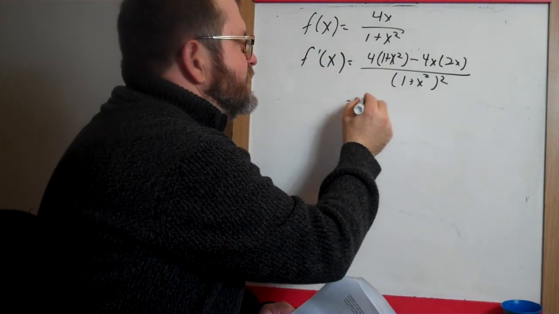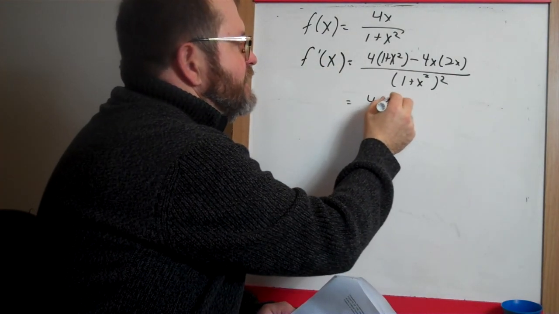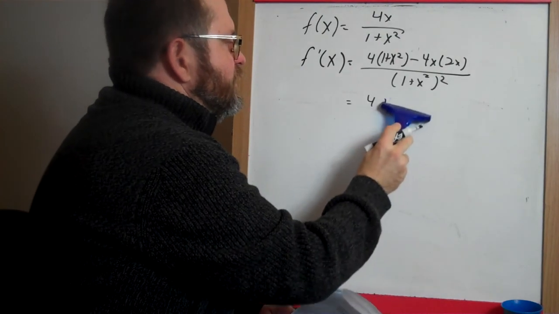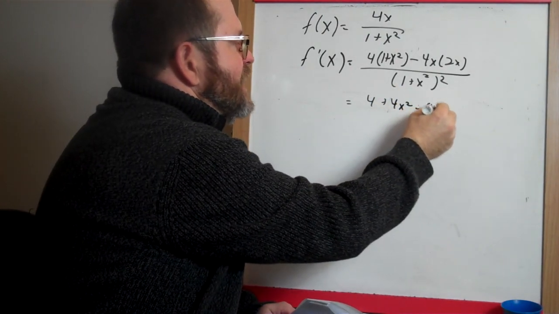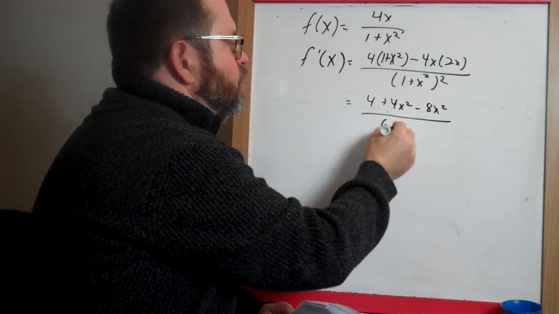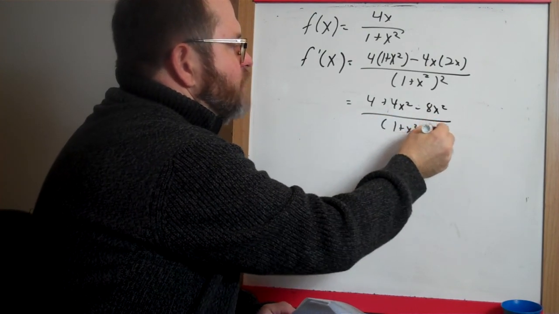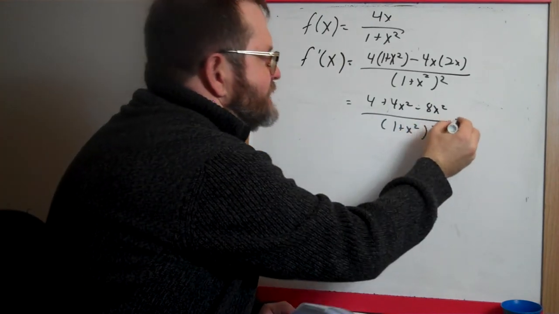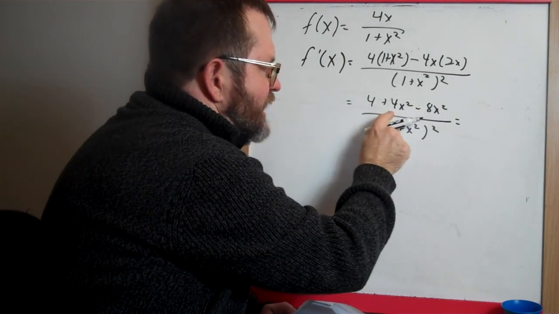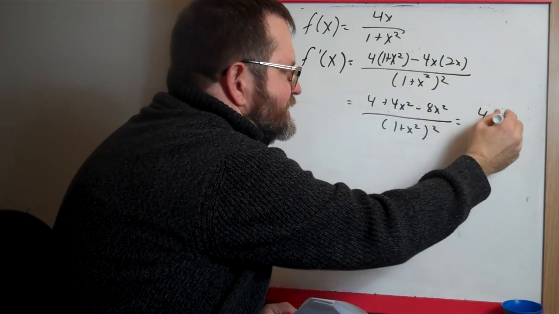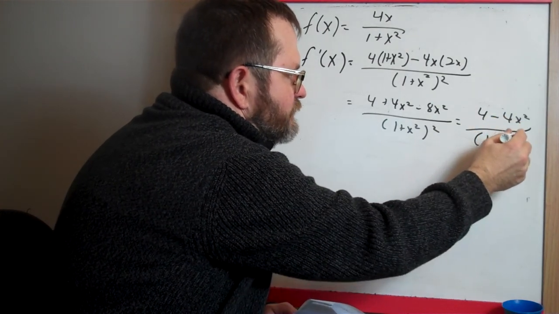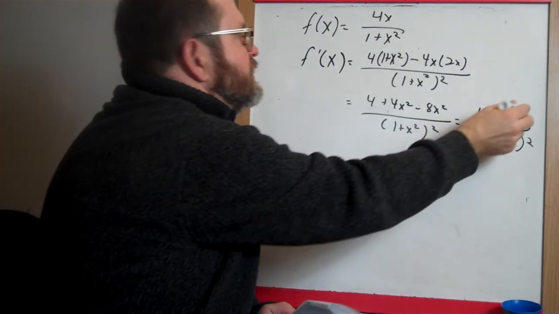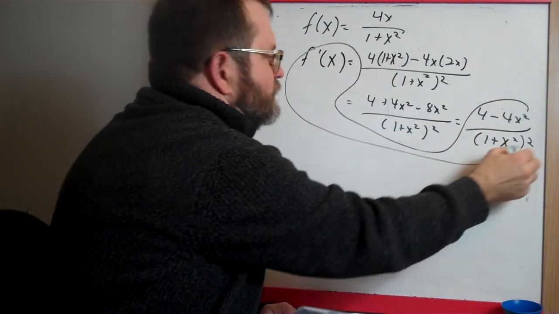I would not leave it like that. I would go 4 plus 4x squared minus 8x squared over 1 plus x squared squared. And this is where I kept making the mistake. I hadn't noticed that this simplifies to this. Let's just leave the bottom part alone for now. So here's our way to write the derivative. We'll use this one right here.